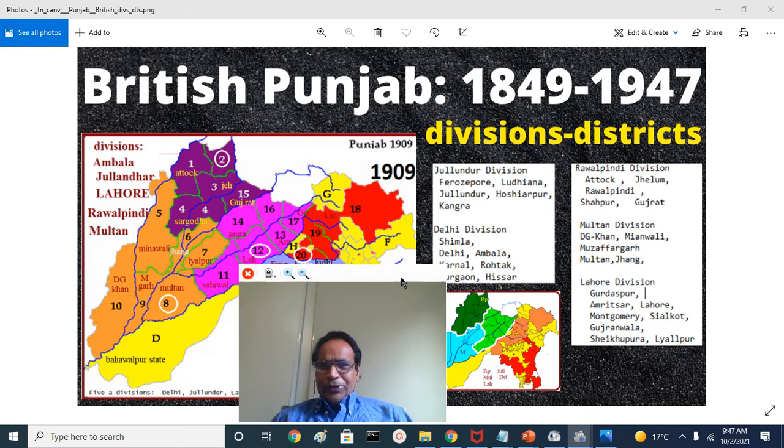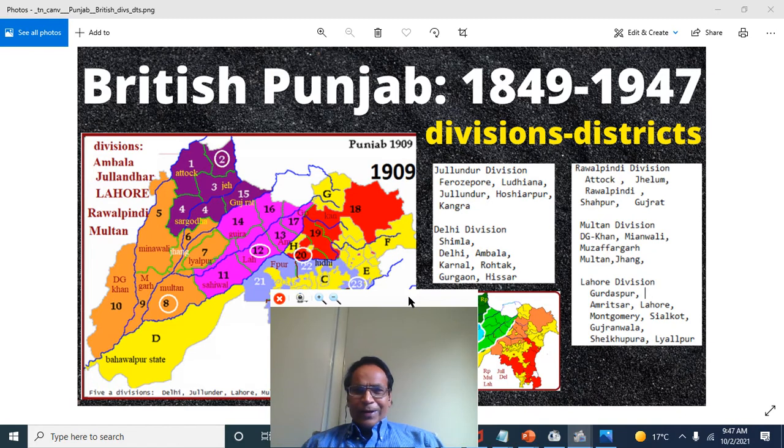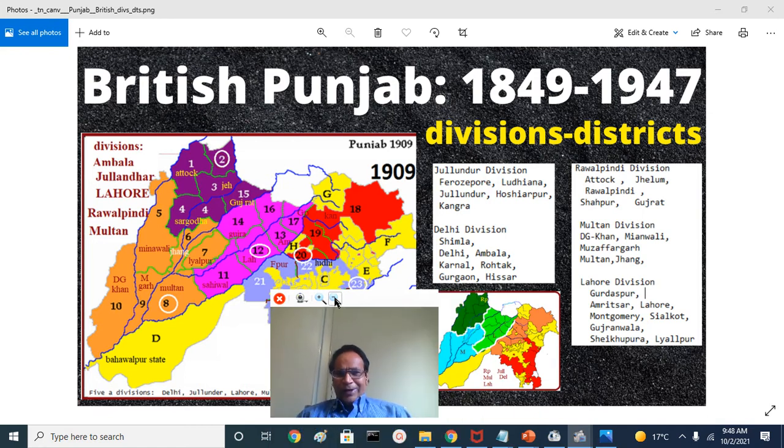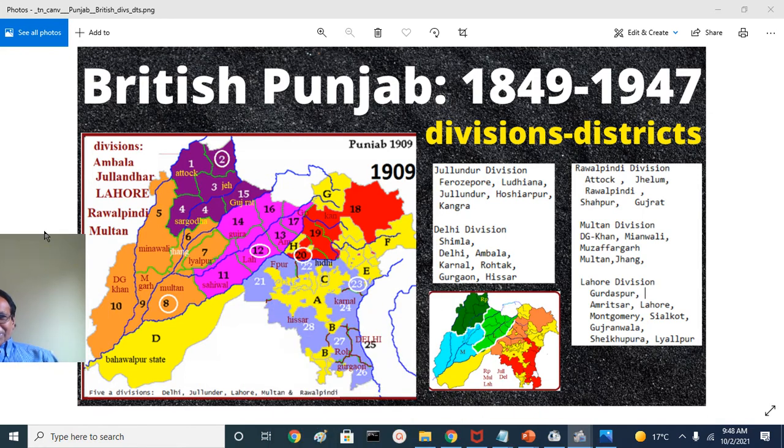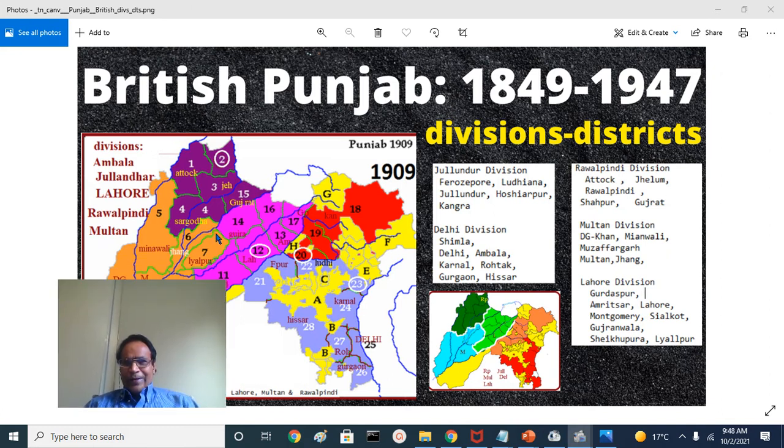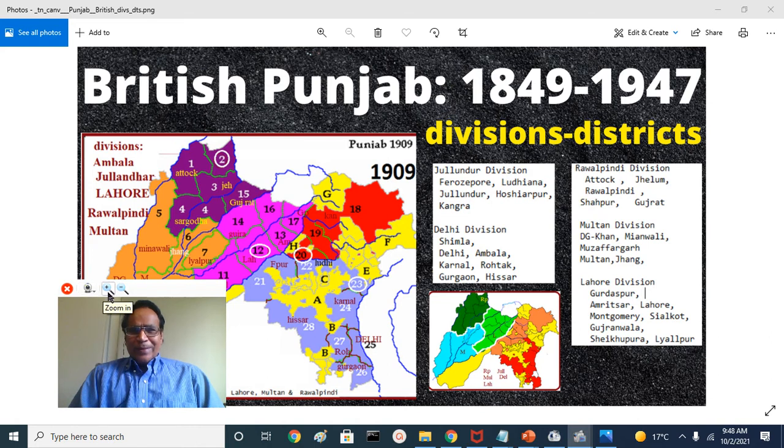Knowing these districts and divisions is very important for later political developments in India, Sikh separatism, the Khalistani movement and all those things. So after this presentation you will have a solid understanding of British Punjab and its five divisions: Ambala, Jalandhar, Lahore, Rawalpindi, and Multan. I didn't count how many districts there are, but it should be pretty close to 30 or so. So that's in brief what I wanted to talk about today: British Punjab divisions and districts.